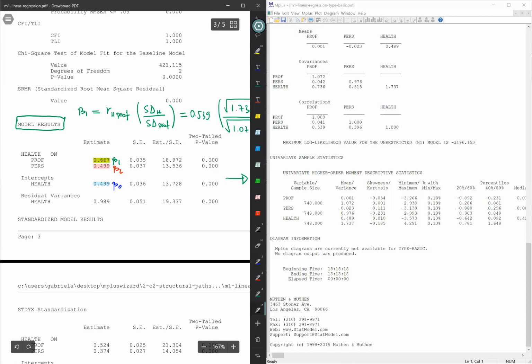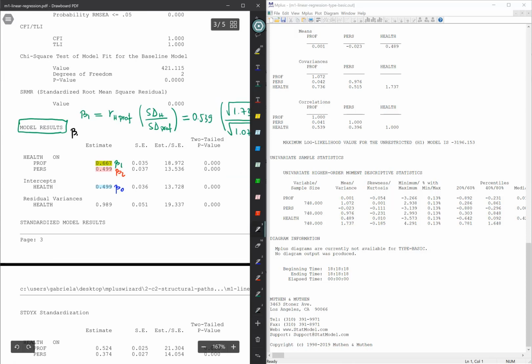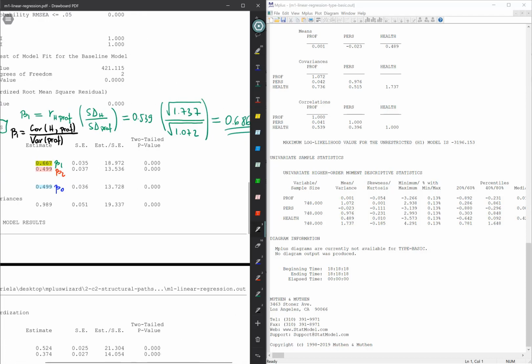It goes like this. Let's choose a different color. For beta 1, you need to divide the covariance between health and professional fulfillment by the variance of professional fulfillment. Okay, so how would this work? Let's look at the covariance in our other file. So the covariance is up here in this table, and it is 0.736, and we divide that by the variance of prof, which is 1.072.